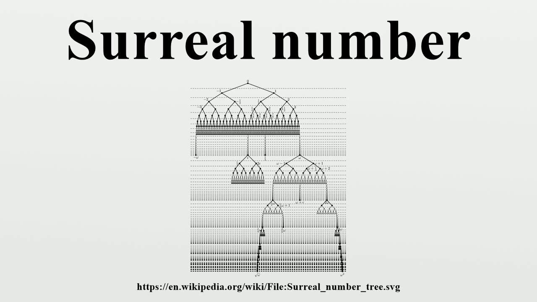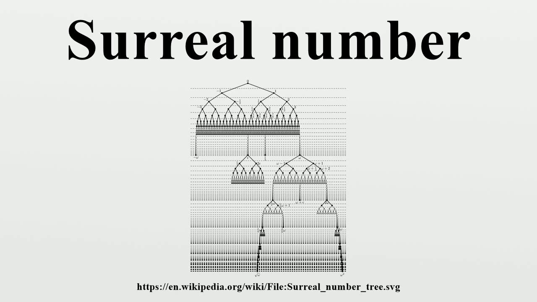Construction. Surreal numbers are constructed inductively as equivalence classes of pairs of sets of surreal numbers, restricted by the condition that each element of the first set is smaller than each element of the second set.